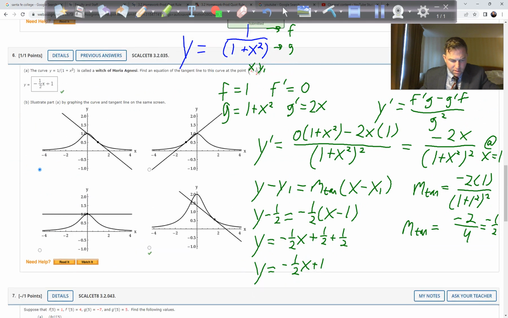I don't know why they call it the Witch of Maria Agnesi. Maybe because it looks like a witch's hat, I guess. That could make sense. Okay, so that's problem 6.